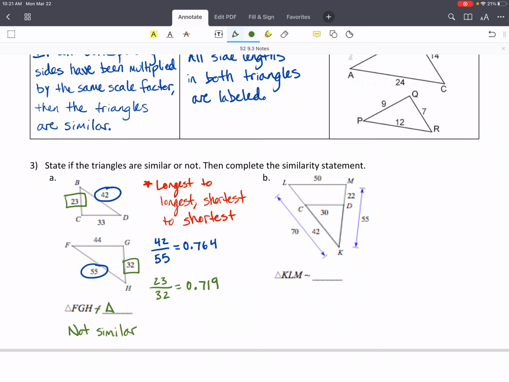So FGH, and we can do whichever order we want for our top triangle. CBD. Okay, in this next example, I have my big triangle, 50, 55, 70, and I have my smaller triangle, 30, 42, and then I'm going to have to do 55 minus 22 to get this piece at 33.